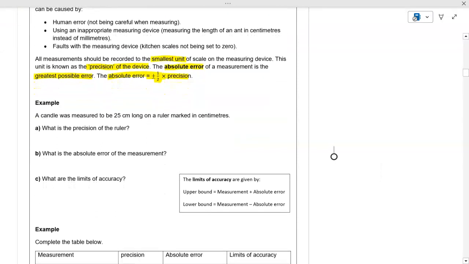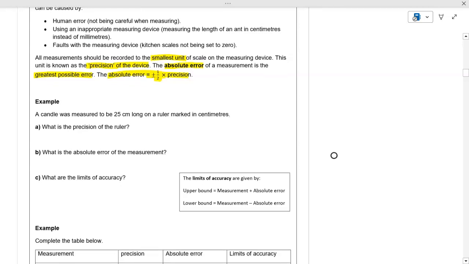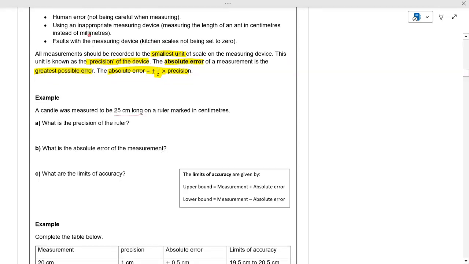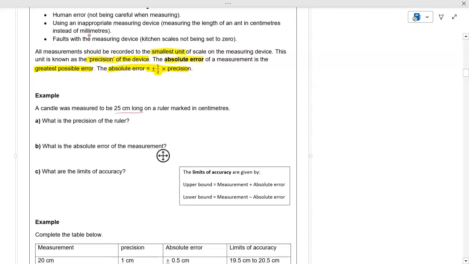So if we look at our example, we have a candle that was measured to be 25 centimetres long on a ruler marked in centimetres. What is the precision of the ruler? It tells us it's marked in centimetres, so the precision is 1 centimetre. What is the absolute error? Our absolute error is half below this and half above this, okay? So the absolute error is a half times 1 centimetre, half of that precision. So it's going to be plus or minus 0.5 centimetres, or half of a centimetre.